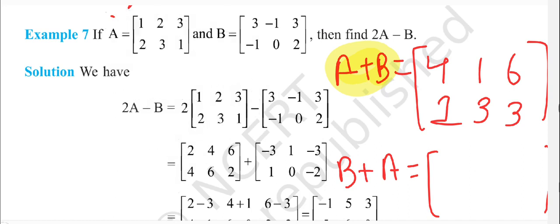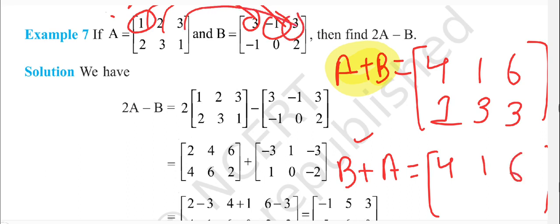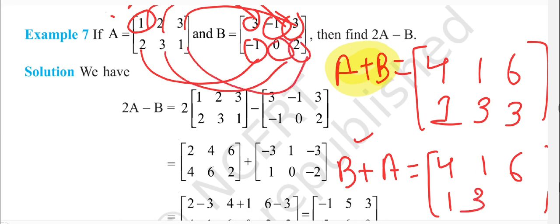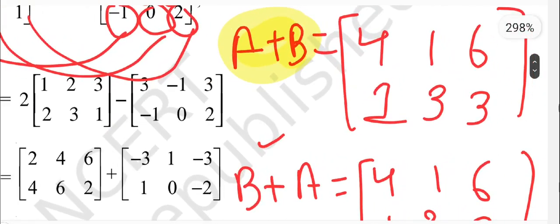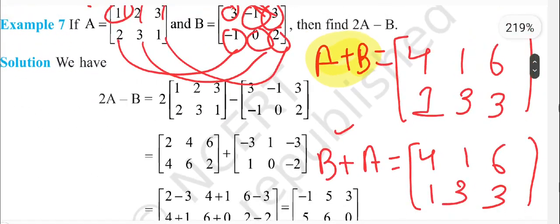Now, what I was saying, let us add B and A. If I add B with A, then what do I get? 3 and 1 I get 4, minus 1 and 2 I get 1, 3 and 3 I get 6, minus 1 and 2 I get 1, 0 and 3 I get 3, 2 and 1 I get 3. Now if you examine both of these matrices, are they the same?